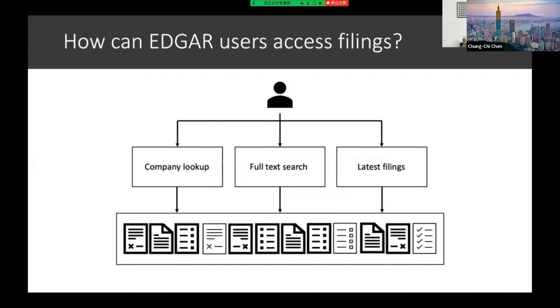A user can find and access a filing via different approaches on EDGAR. One is company lookup, to look for the company they are interested in and then browse the filings of interest of that company. Then there is also full text search, looking specifically for information in the form of text in a filing. And there are also ways to view the latest filings that have been submitted to the system.